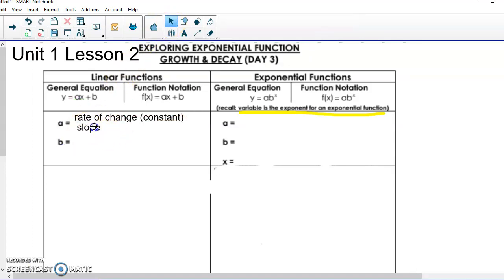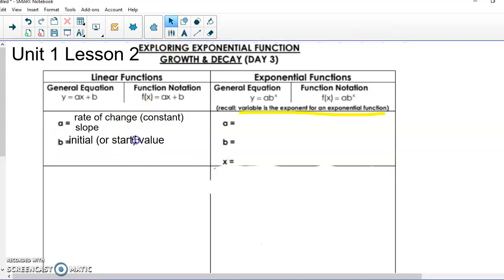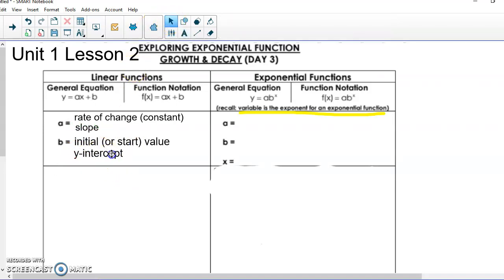b is the number that's by itself. We have a couple things that we call that. A lot of times in our problem, it's called our initial or start value, okay, our starting value. And in the context of the problem, this is our y-intercept, where we cross the y-axis. So that's kind of what those letters represent.